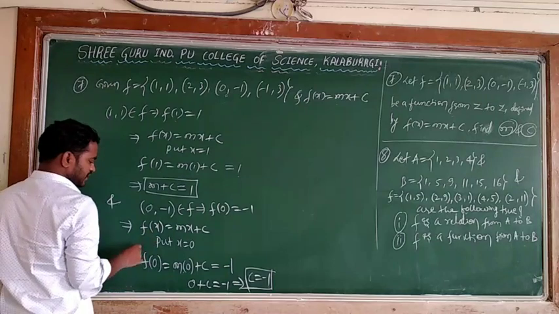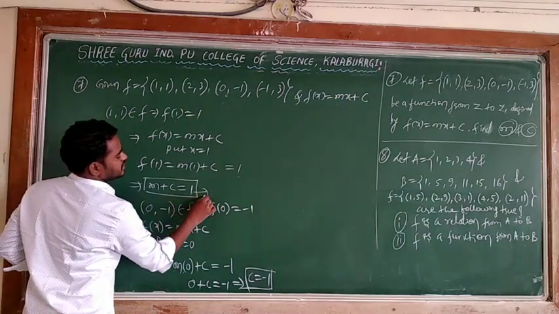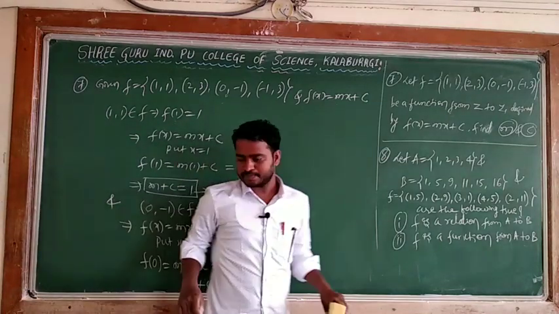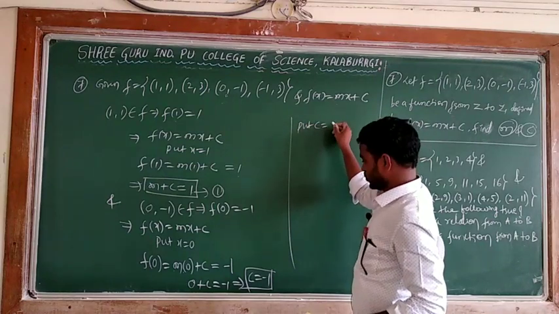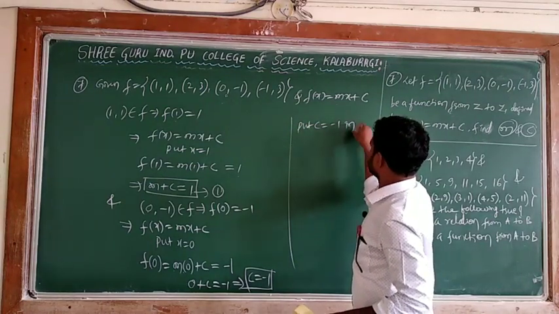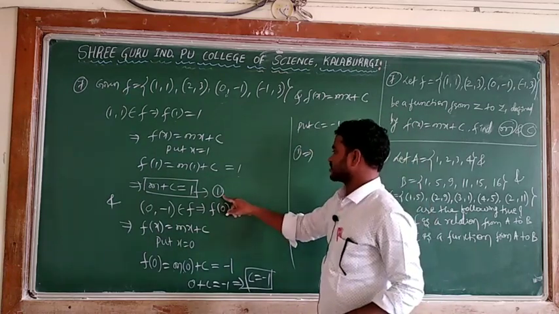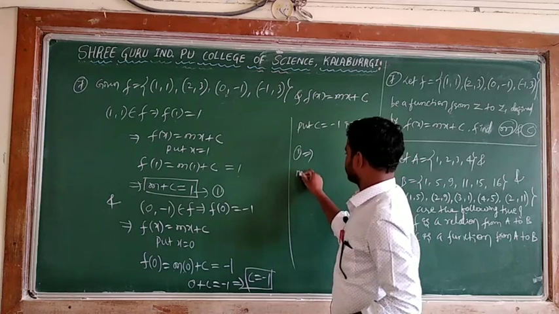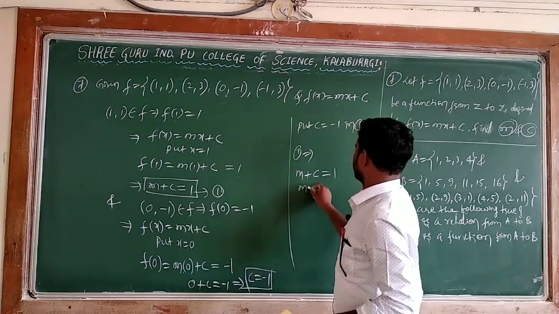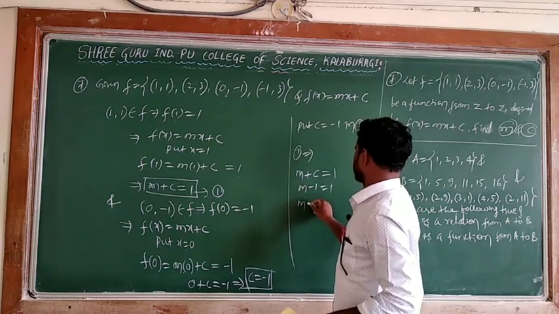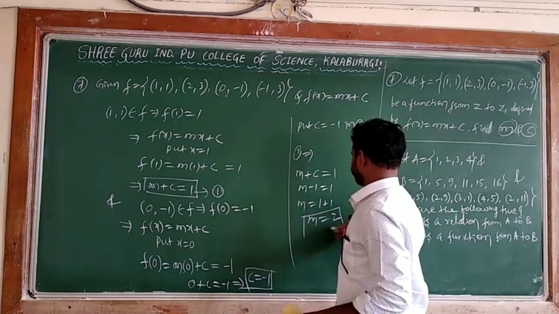Put the c value in the equation. I can call this equation 1. Put c is equal to minus 1 in equation 1. Equation 1 is m plus c is equal to 1. What is the c value? m into minus 1 is equal to 1, so m is equal to 1 plus 1. m is 2. So what is being asked?